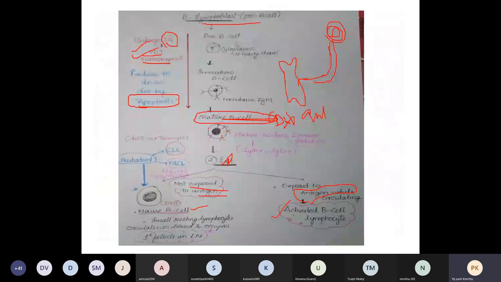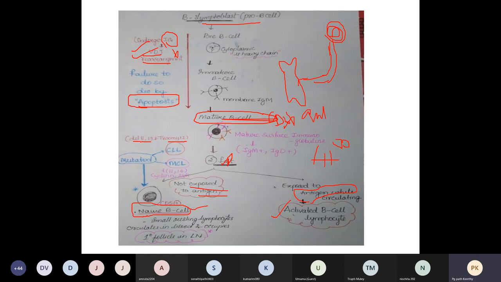Then what if this fellow got some mutations? Even though it is not exposed to antigen, some abnormality happened during this VDJ rearrangement, something went wrong. Because VDJ rearrangement is what? You are just cutting your DNA and attaching, right? VDJ means you are just cutting your genes and attaching them, right? So if during this process, your naive B cell acquired some mutations like deletion of chromosome 11 and 13 and trisomy 12, you remember 11, 12, 13, okay? 11 and 13 get deleted.